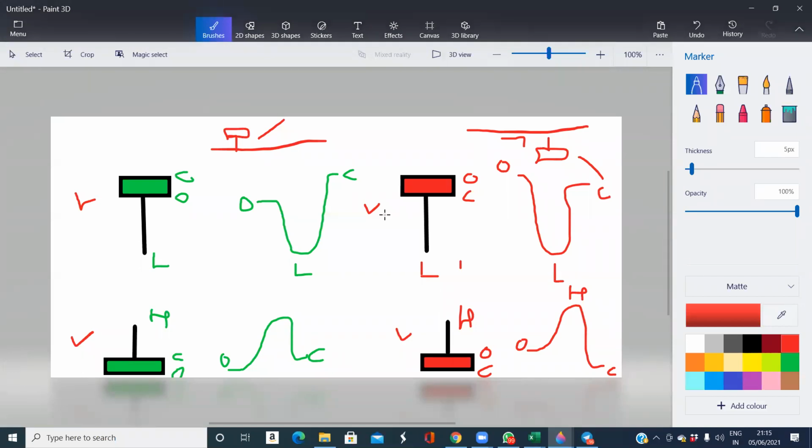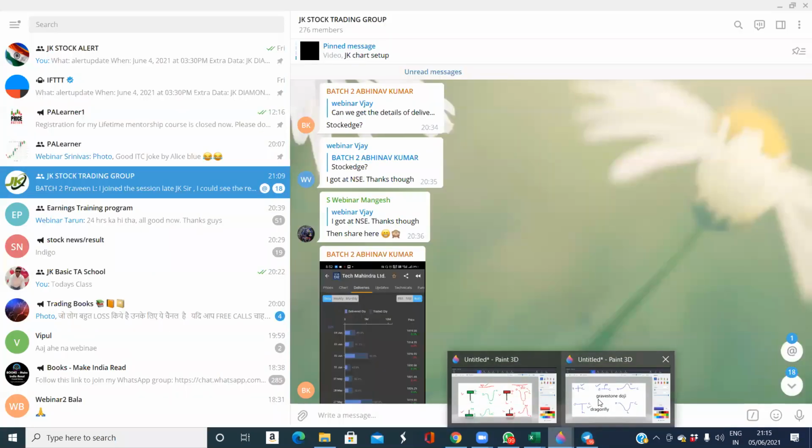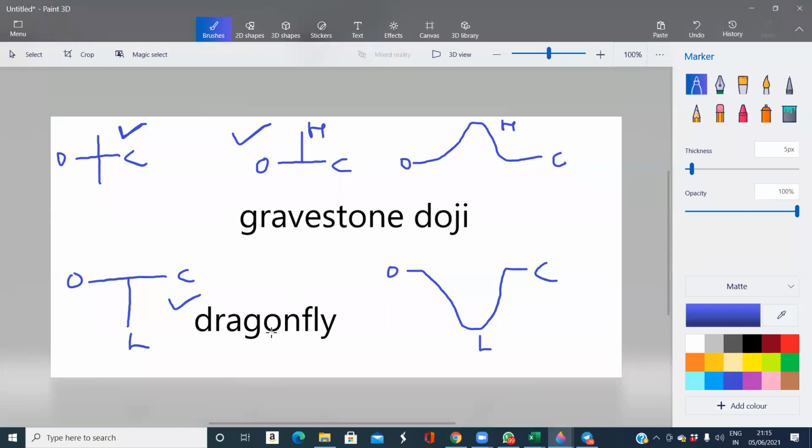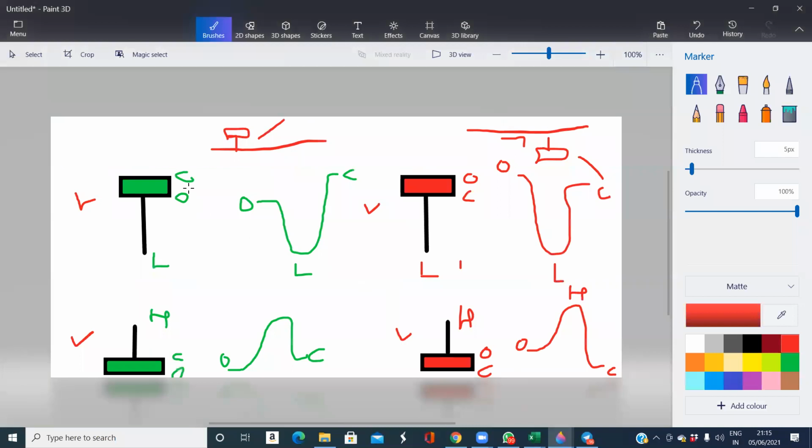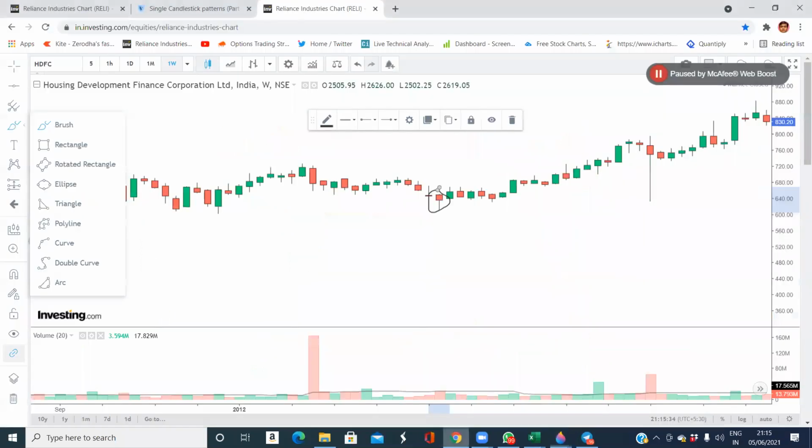So today, how many candlesticks did we learn? We learned doji, all types of doji: gravestone doji, dragonfly doji, and normal doji. And we learned hammer. So these four, I will stop now here. You can learn these candles from the charts. Try to find them on the charts. Tomorrow we will again cover two to three types of candlestick patterns.